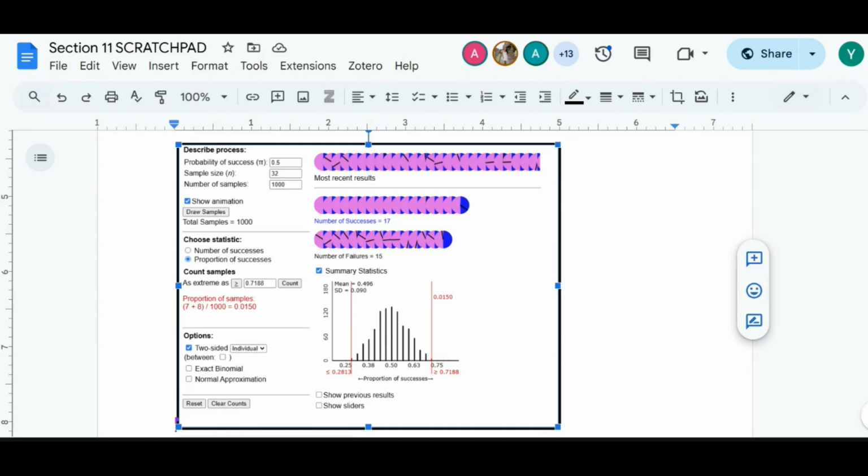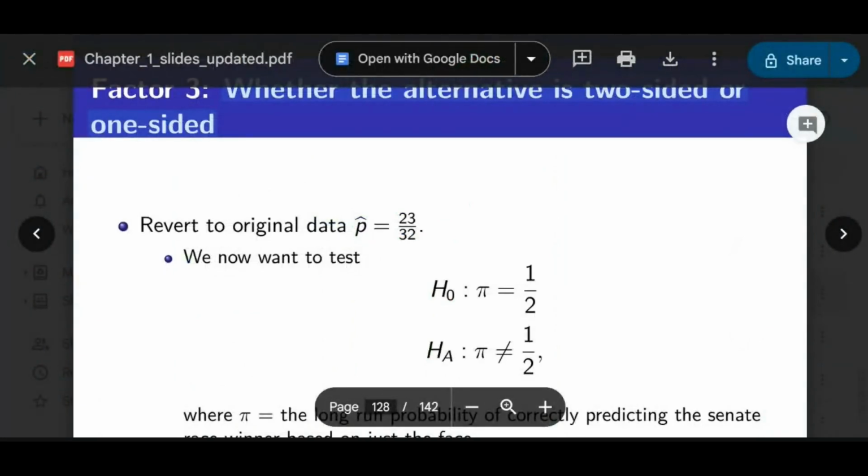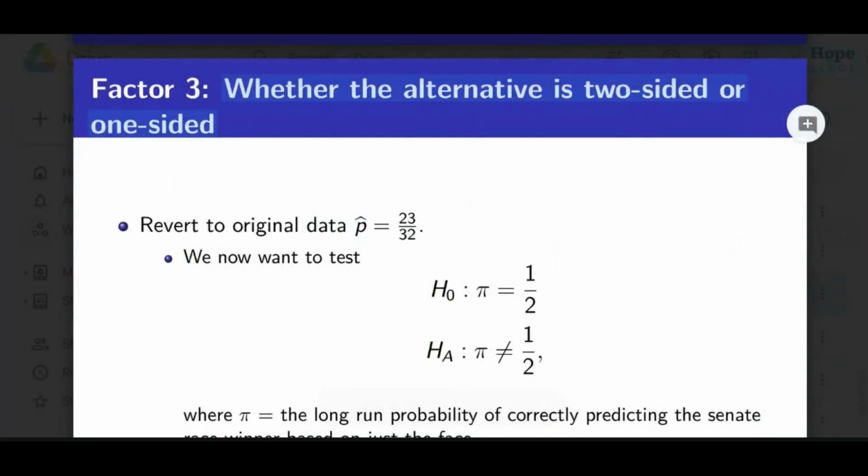Now, why is this called a two-sided test? I mean, obviously, it's because you go on 2 sides. But basically, the logic of a two-sided test is this. So if we go back to our slides, I'll tell you what it means, okay? Notice the only thing that changes in a two-sided test is that the alternative is two-sided.